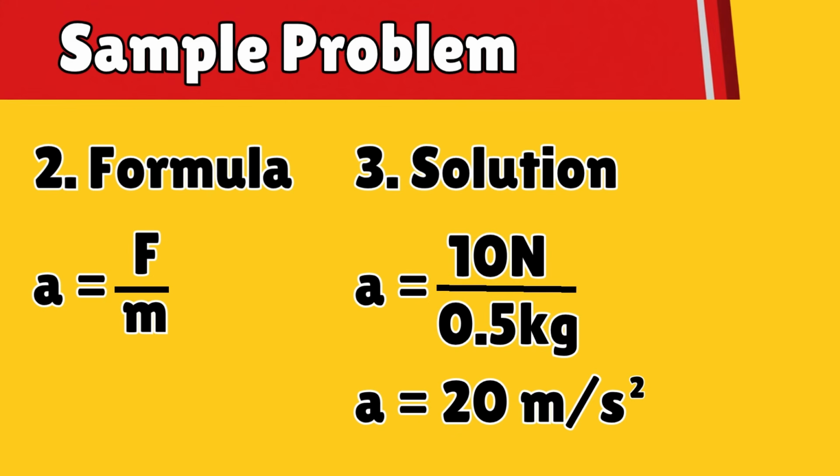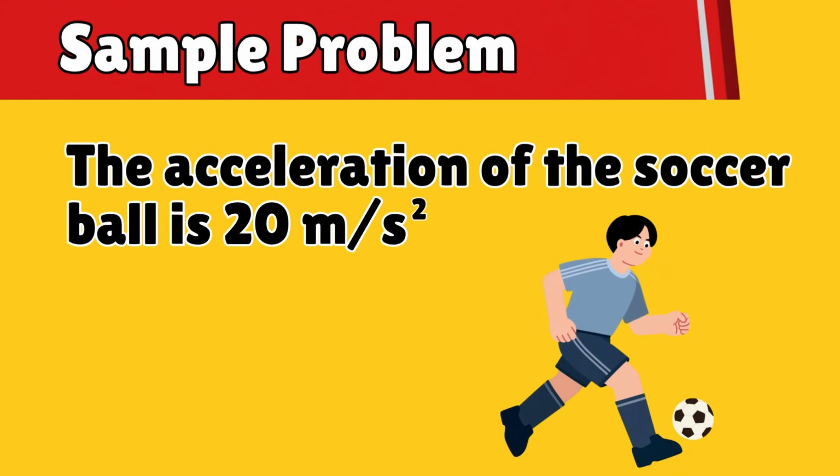Third is the solution. So we substitute the values to our formula. A equals, the force is 10 Newton, and the mass is 0.5. So we will divide 10 divided by 0.5. If we divide them, it will result to acceleration equals 20 meter per square second. So by the way, the unit of acceleration is meter per square second. The acceleration of the soccer ball is 20 meter per square second.